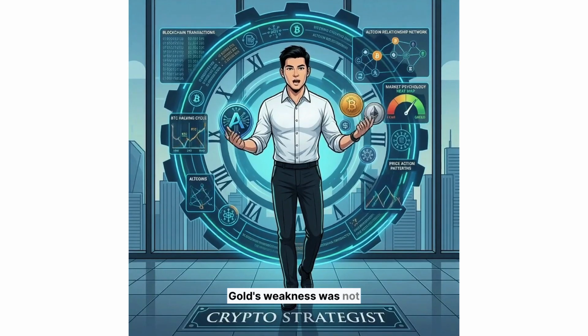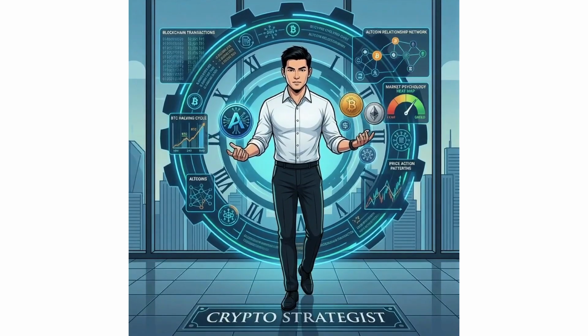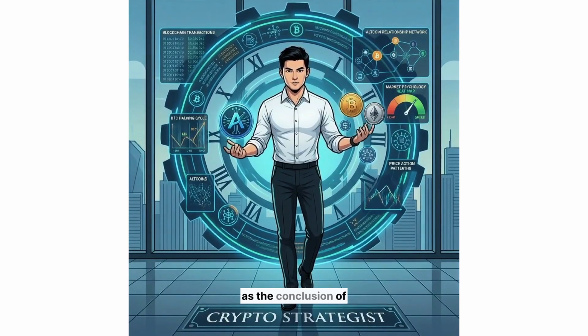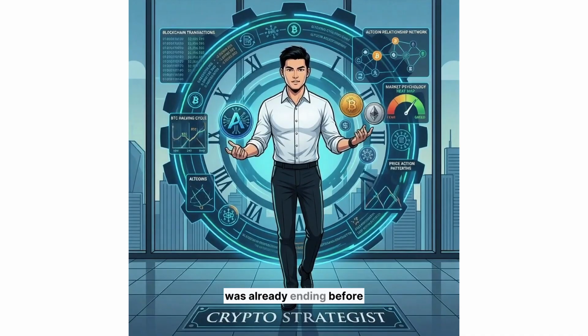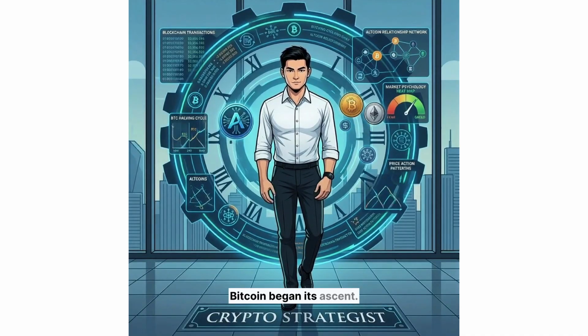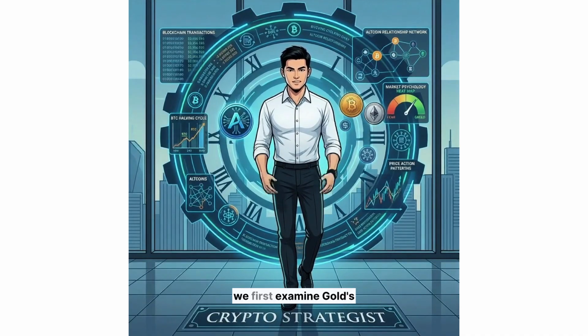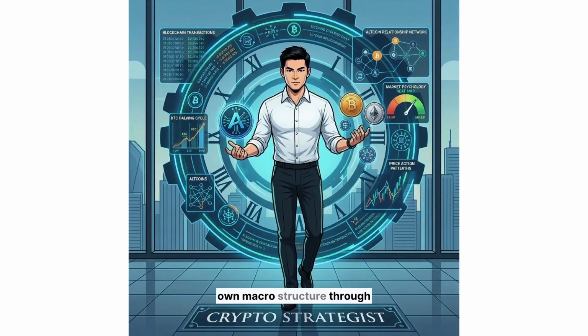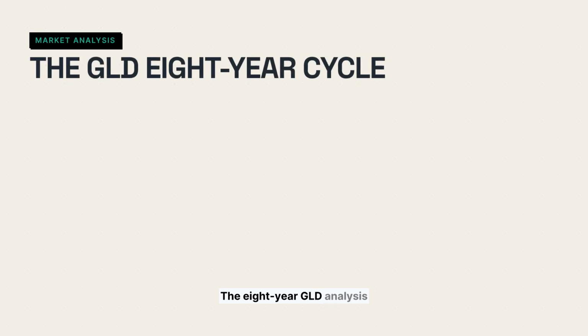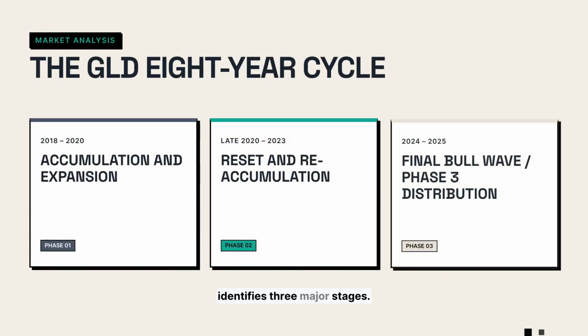Gold's weakness was not presented as a sudden event. The analysis describes it as the conclusion of a long cycle that was already ending before Bitcoin began its ascent. To understand the rotation, we first examine gold's own macro structure through the GLD exchange-traded fund. The 8-year GLD analysis identifies 3 major stages.